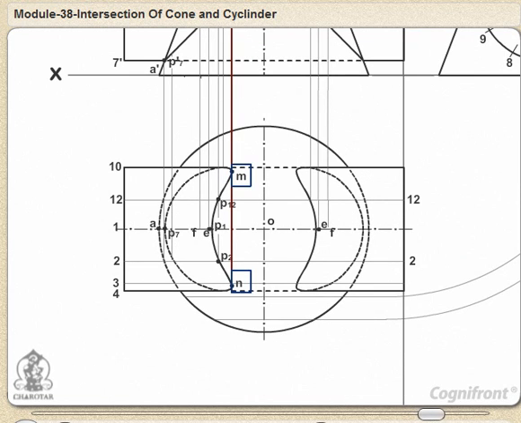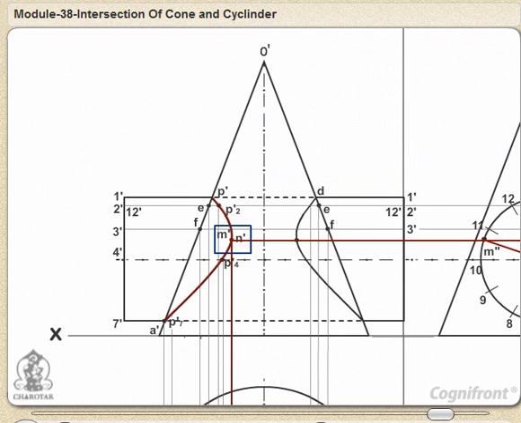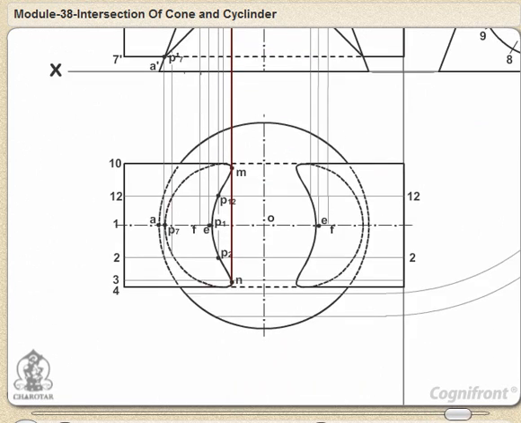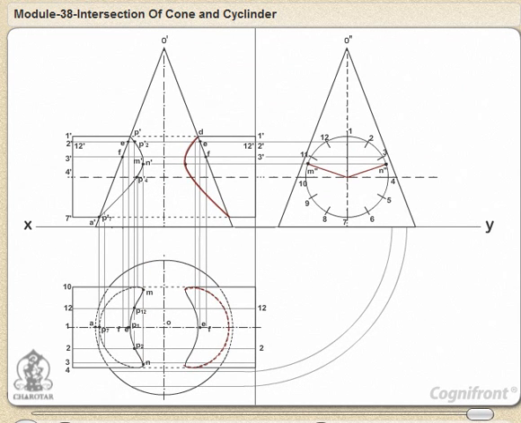Draw curves through these points in both the views. The back curve in the front view will coincide with the front curve. In the top view, a part of the curve will lie hidden and hence it will be dotted. Draw similar curves on the right hand side of the axis of the cone.